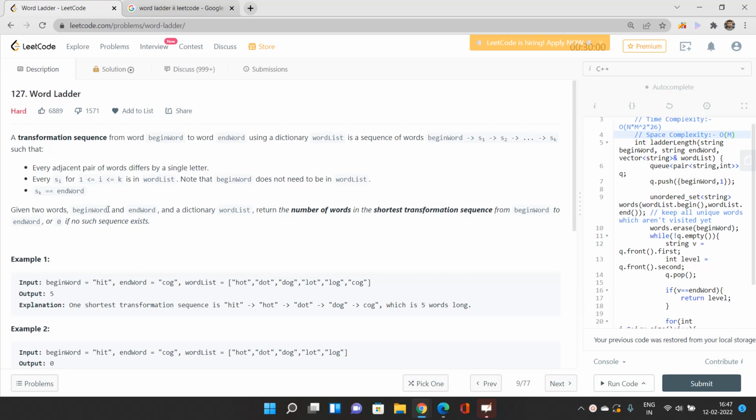So before moving on, let me just talk about the prerequisites required to solve this problem. It is nothing but a breadth first search, like if you have heard in graph theory the BFS term, we are going to use the same approach.